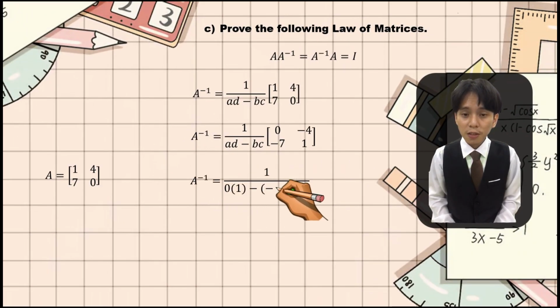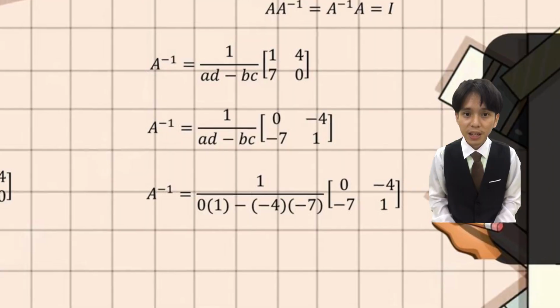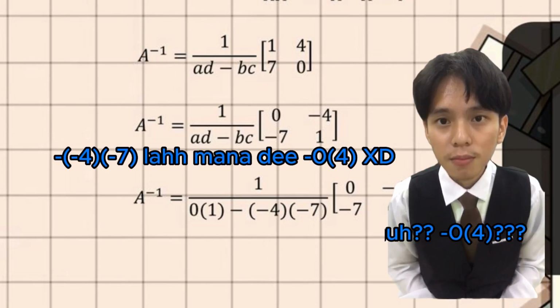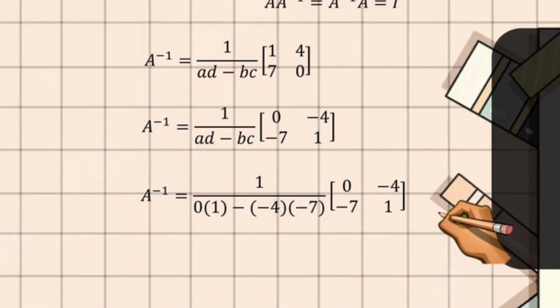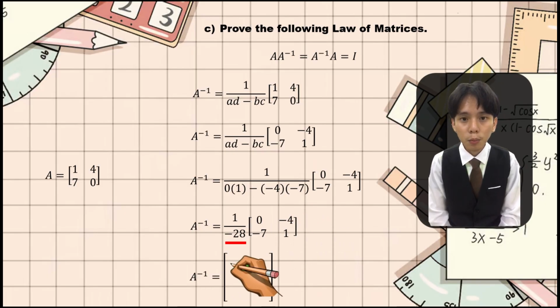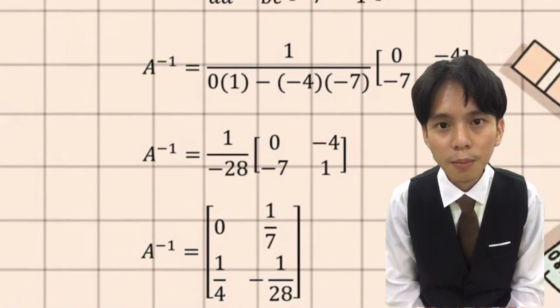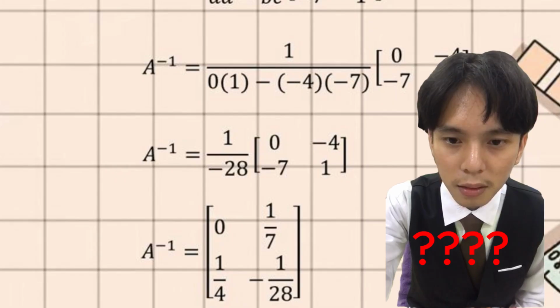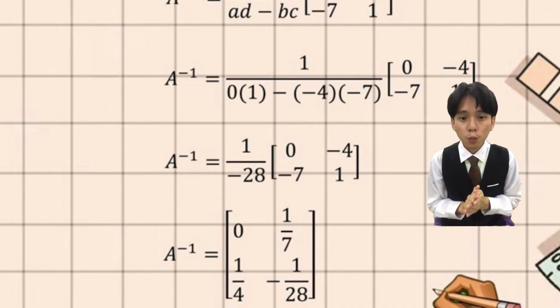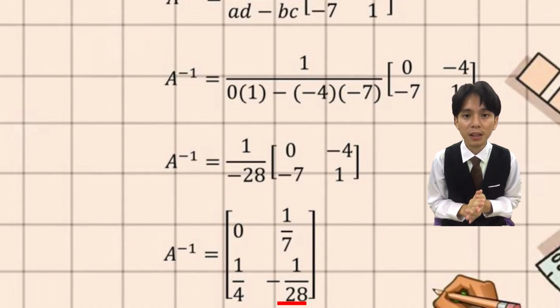Third step is using the formula 1 per AD minus BC, that is 0 times 1 minus 4 times minus 7, followed by the matrix form. Then we should get 1 per negative 28. After that, multiply 1 per negative 28 with the matrix form. So the final answer of A inverse will be 0 for A, 1 per 7 for B, 1 per 4 for C, and negative 1 per negative 28.